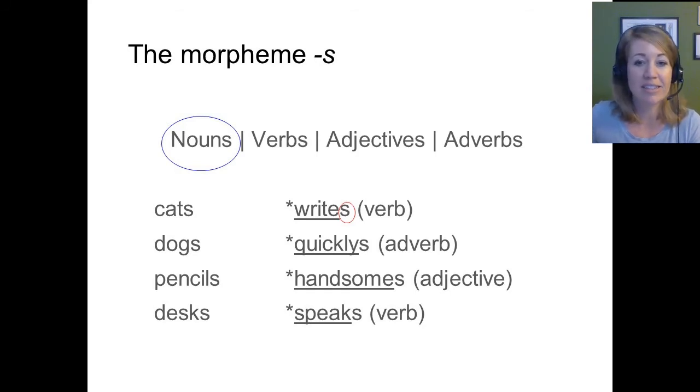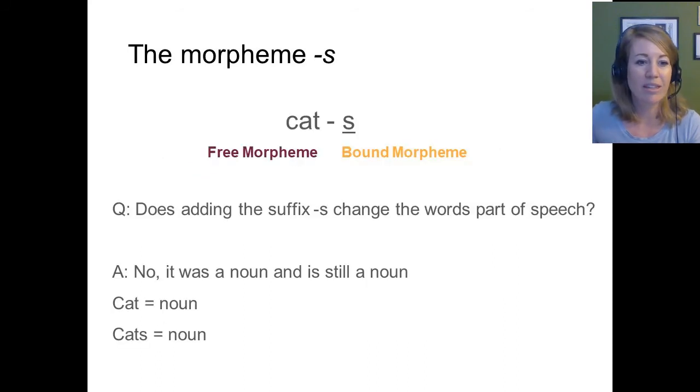So again, looking at our examples here on the screen, cats, dogs, pencils, and desks. Cat, dog, pencil, desk, those are all nouns. And when you add the plural S morpheme to it, it means plural. Where when we add the S to writes, it doesn't mean plural writing, multiple writings, right? Quicklies, handsome, speaks. Write is a verb, quickly is an adverb, handsome is an adjective, and speak is a verb. And you'll notice how the S, meaning plural, meaning more than one, does not work on those words.